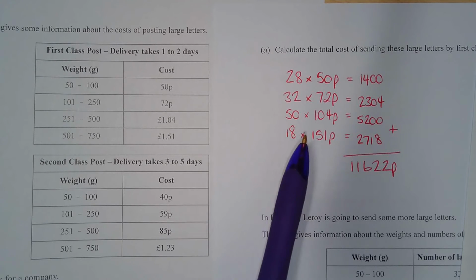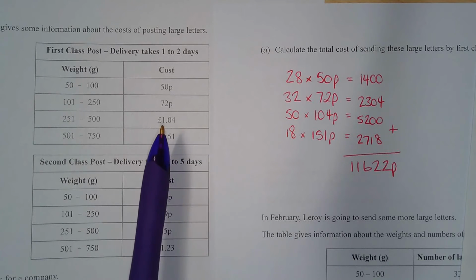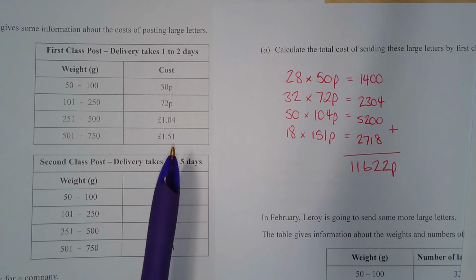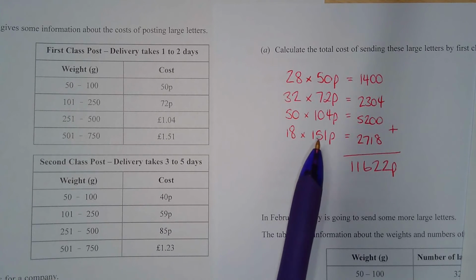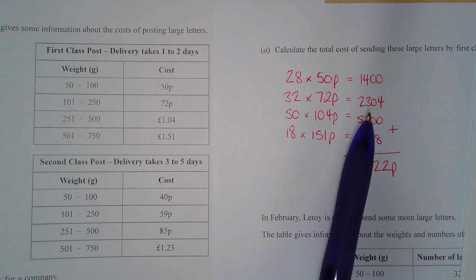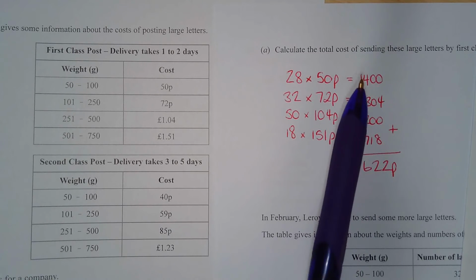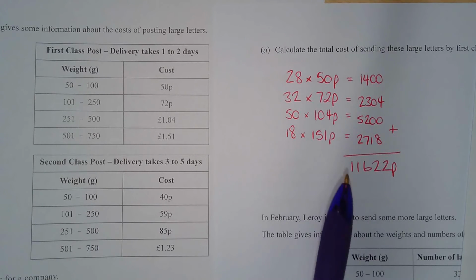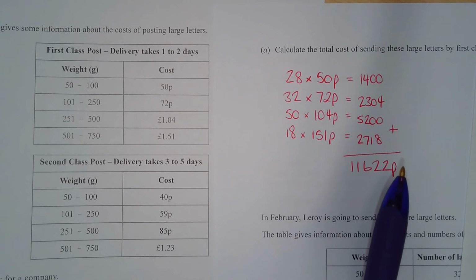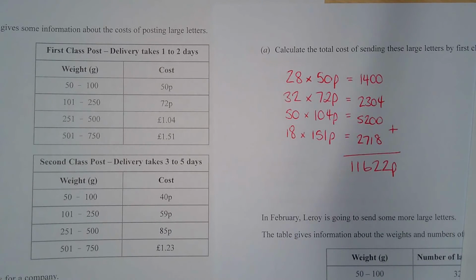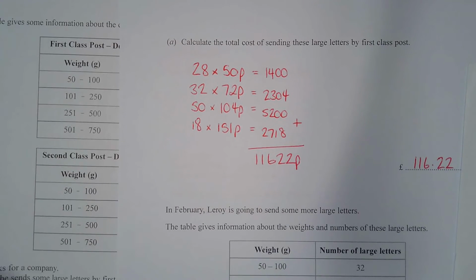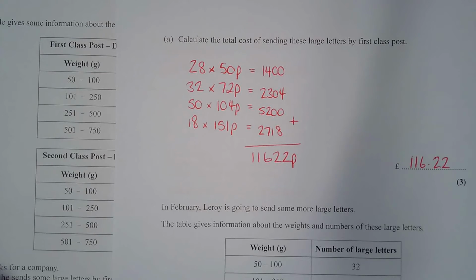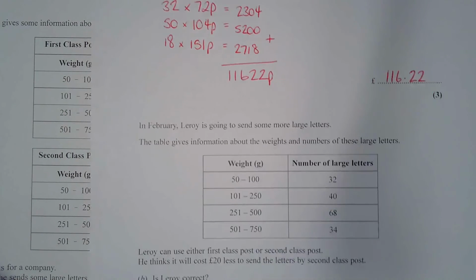So he had 18 of the heavier letters. In the first class table it says it costs £1.51 to send those, so we times 18 by 151 because we want to get an answer here. I think in pence will be nicer to add up. We get a total of 11622. That's in pence, so our final answer, as we said, was £116.22. Okay, that is worth 3 marks.